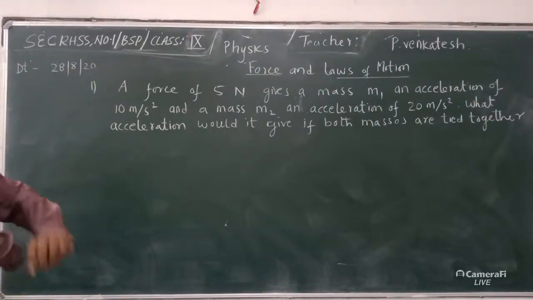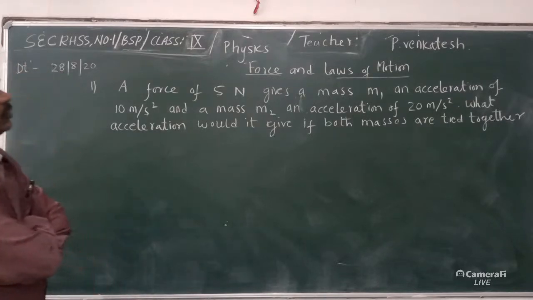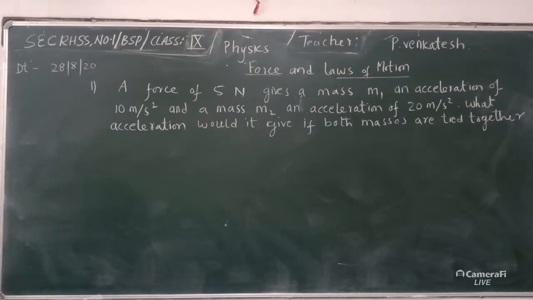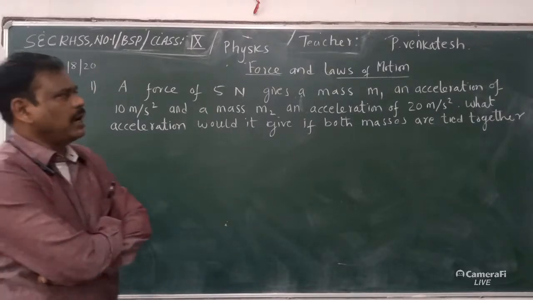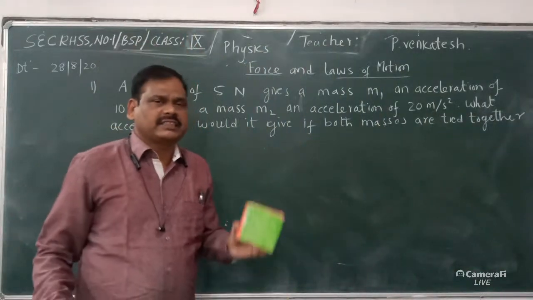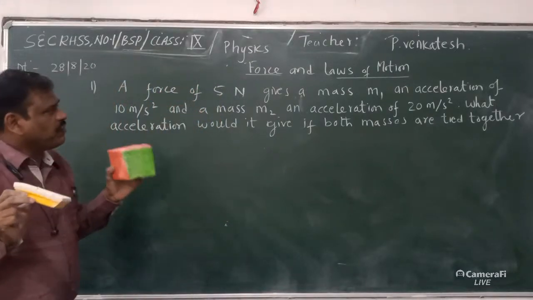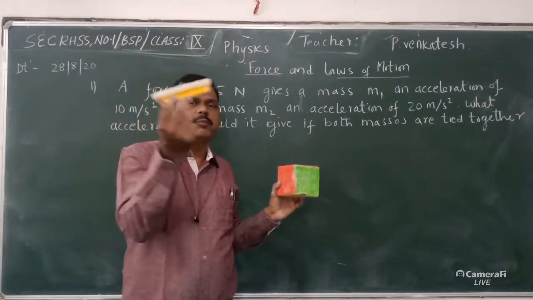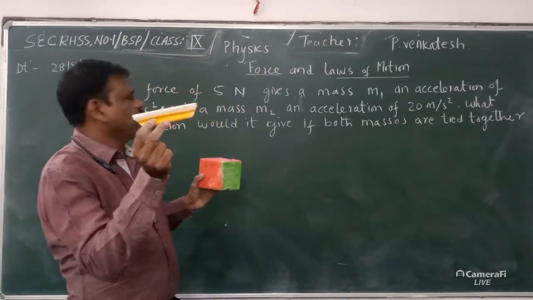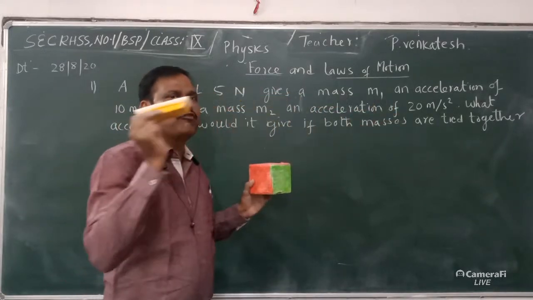Now, what is given? A force of 5 newtons gives a mass m1 an acceleration of 10 meter per second square, and a mass m2 an acceleration of 20 meter per second square. What acceleration would it give if both masses are tied together? See here, there are two masses. One is m1 and the other is m2. Suppose this is a mass m1. You are giving a force of 5 newtons over it and it gives an acceleration of 10 meters.